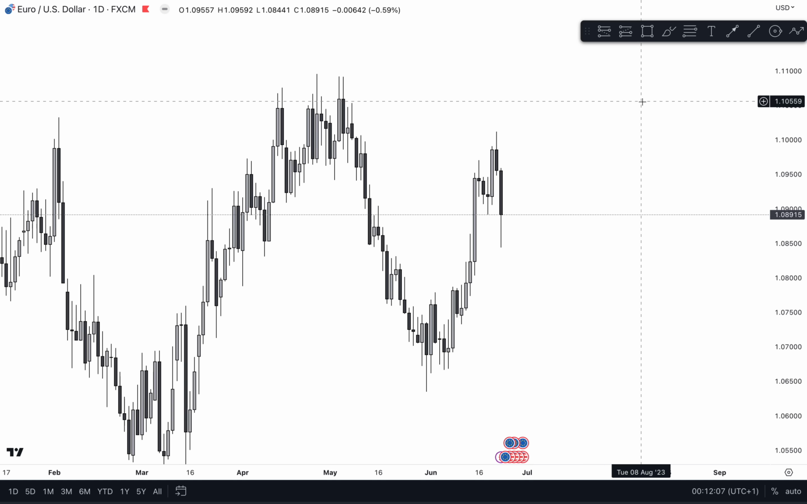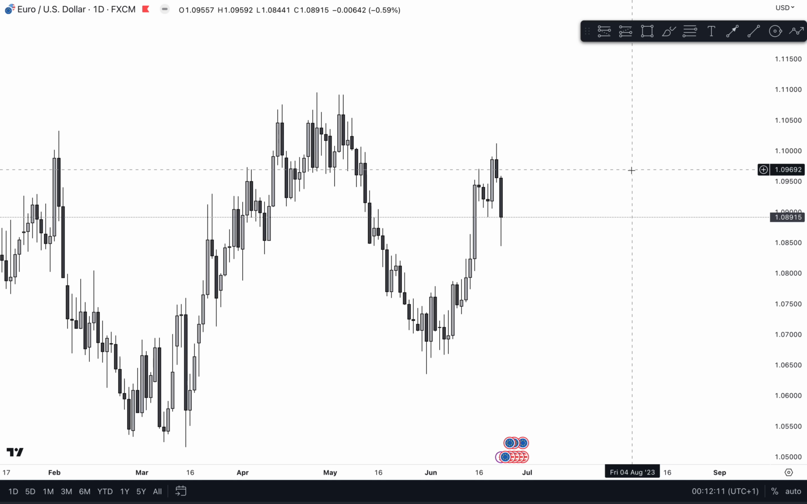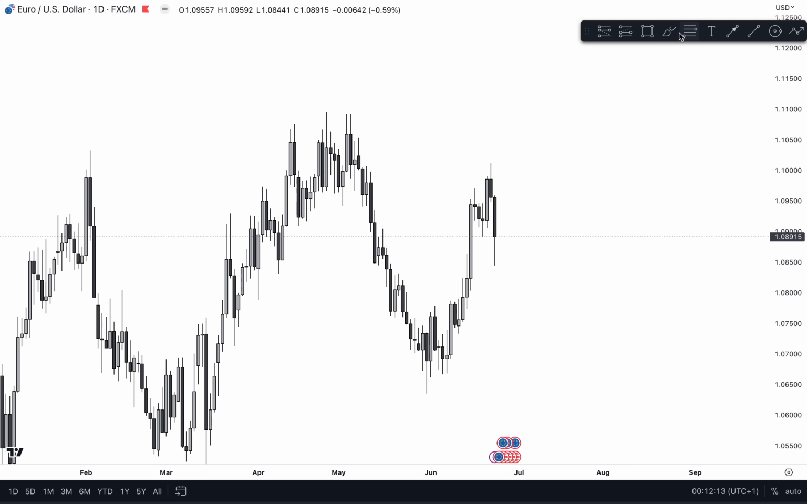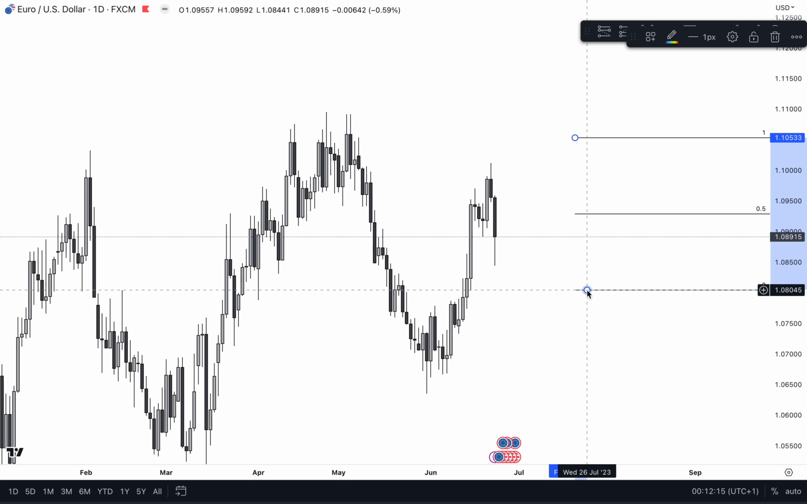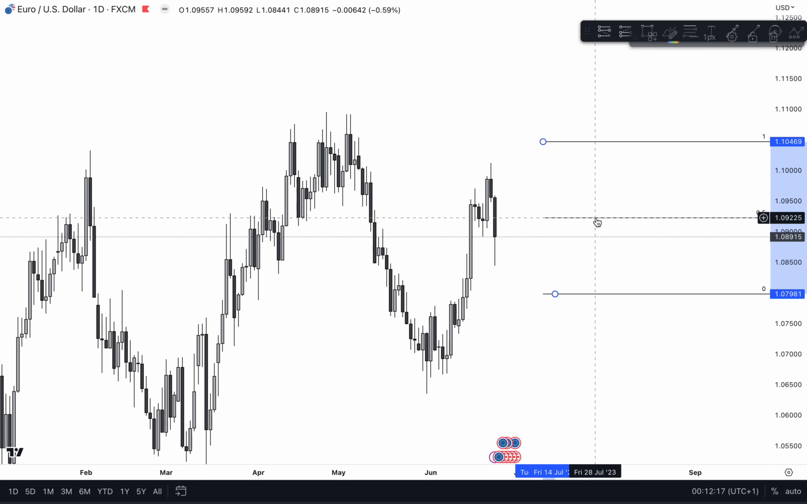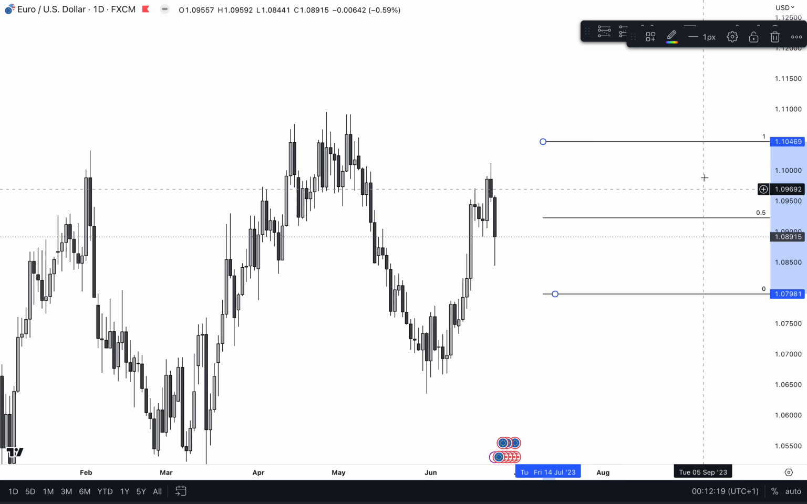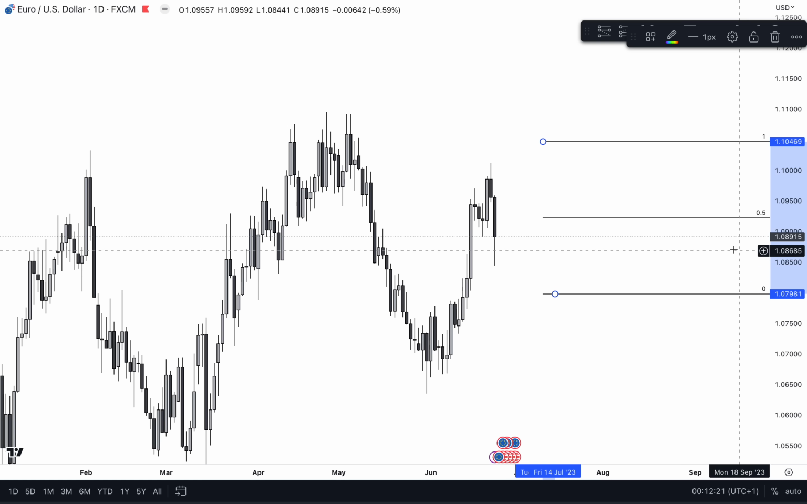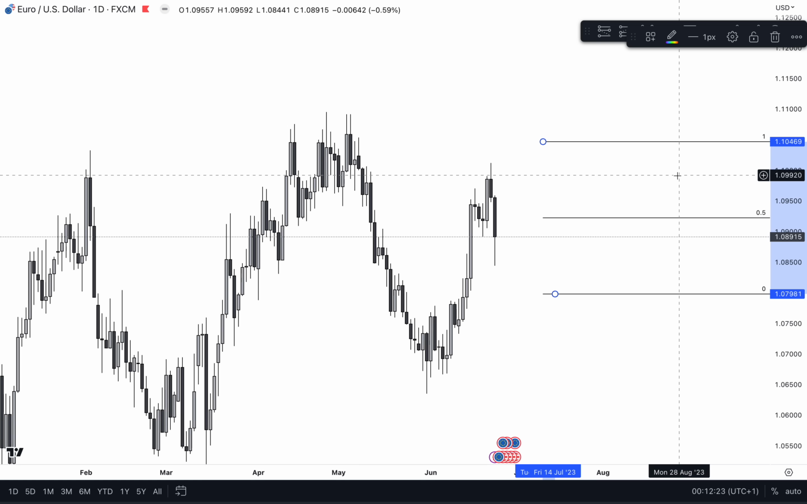I'm going to explain the fib tool and how you use it and the main purpose of the fib. So how I use the fib, just to keep it simple, is I draw out my midpoint, and then I draw out my 1 standard deviation and then my 0. What this lets me know is the premium and discount.